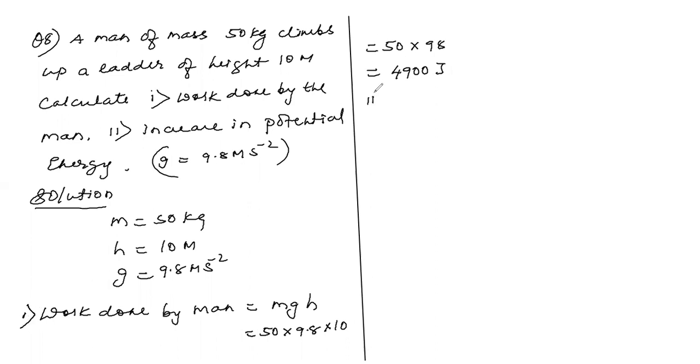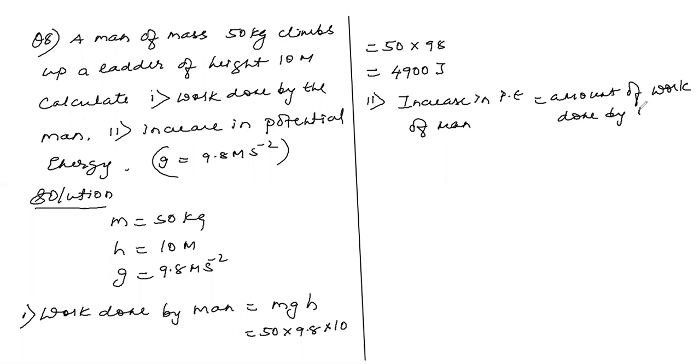The second part: the increase in potential energy of the man will be equal to the amount of work done by the man. Okay, so how much is it? 4,900 joules. Okay, 4,900 joules. Now I go to the next sum, children. A very easy sum.